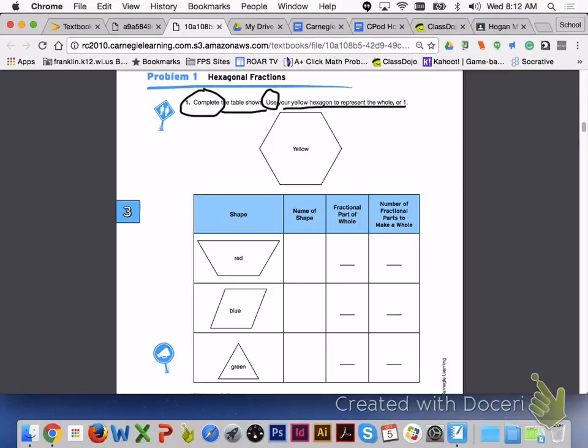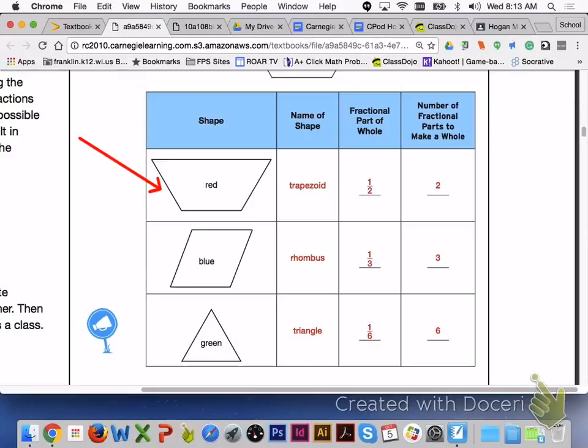Let's take a look at problem 1 on page 114. Answer number 1 with your group members. The first shape in the table is a trapezoid. The fractional part of the whole is 1/2, and the number of fractional parts to make a whole is 2.